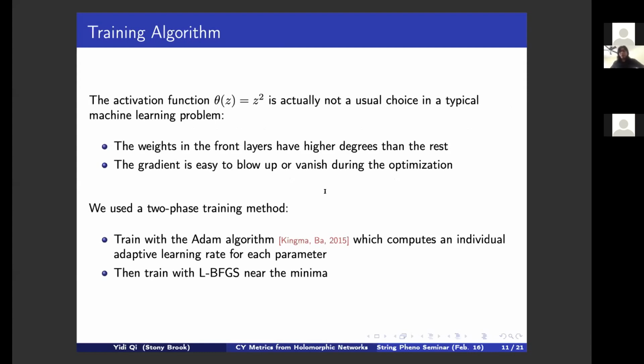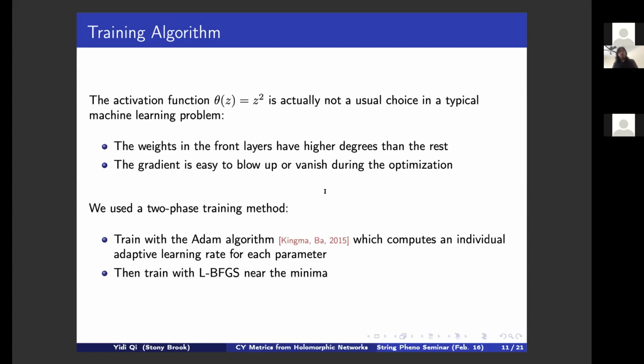It turns out the traditional gradient descent doesn't work, because one reason is that the activation function we use, the z-square function, is actually not a popular choice in machine learning problems. In these configurations, the weights in the front layer will have higher degrees than the weights in the rest of the layers. And in this case, especially when you calculate the gradient, it's very easy for them to either blow up or vanish during the whole optimization process.